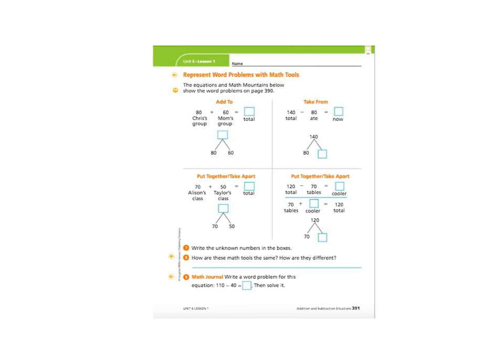When you get to the math mountain, this is really going off the equations of the previous page. 80 plus 60 is 140. So when you put that in the math mountain, it's down here. And all of these are related. That take from is subtraction. So now we're trying to find 140 minus 80 is 60. Here we put it back together, 70 and 50.